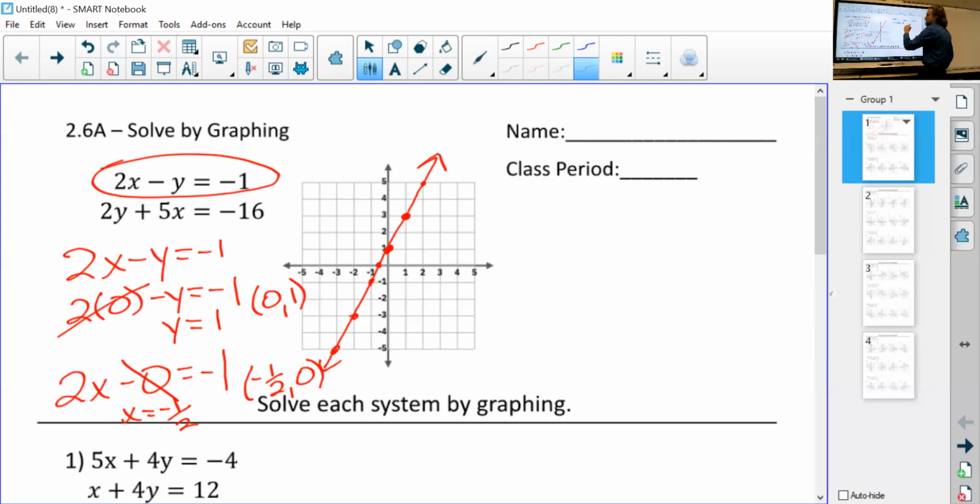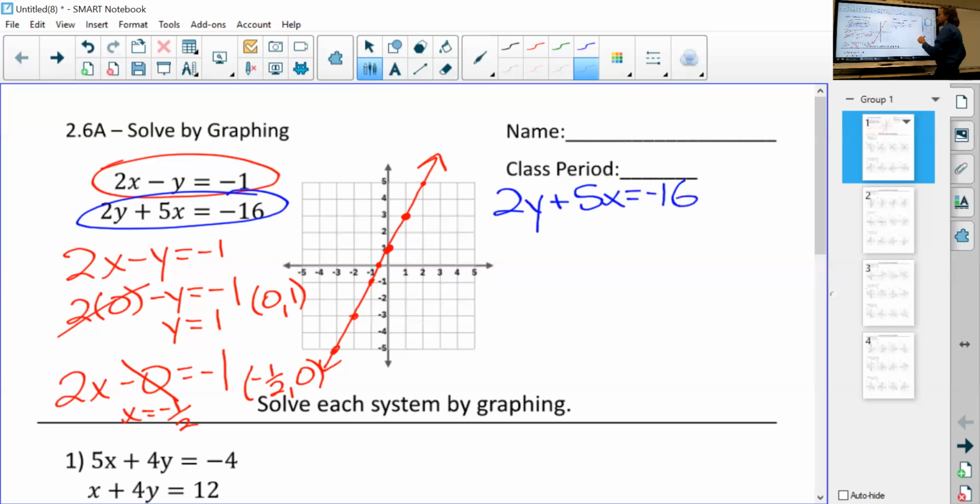All right, then we take our second equation, which is even worse somehow. If I cover up my x, 2y equals negative 16. So when x equals 0, y is going to equal negative 8. But then when we cover up our y, we have 5x equals negative 16, or x equals negative 16/5, which is not ideal. So we have negative 16/5, 0 as our other intercept.